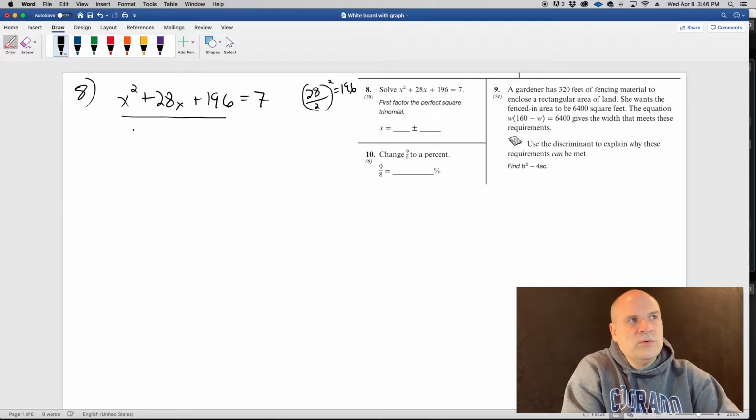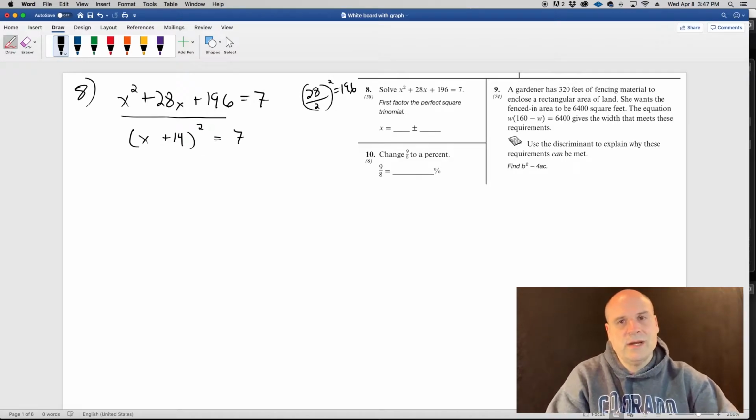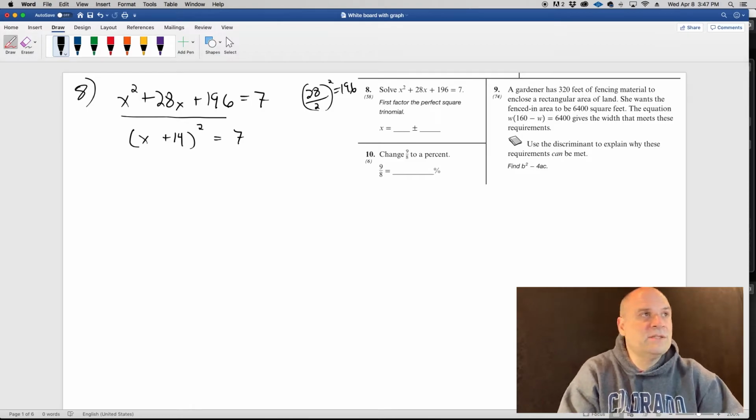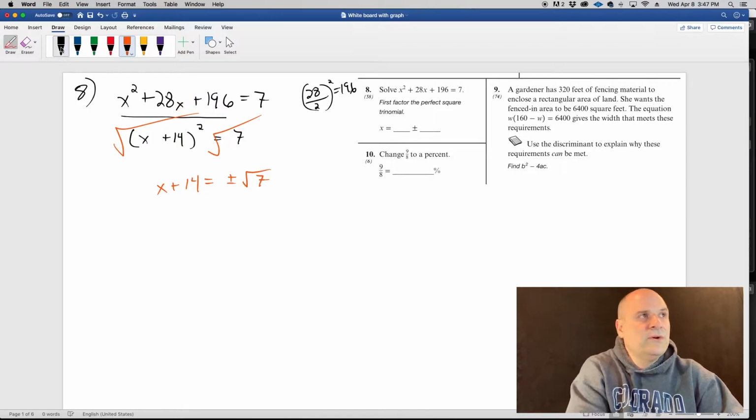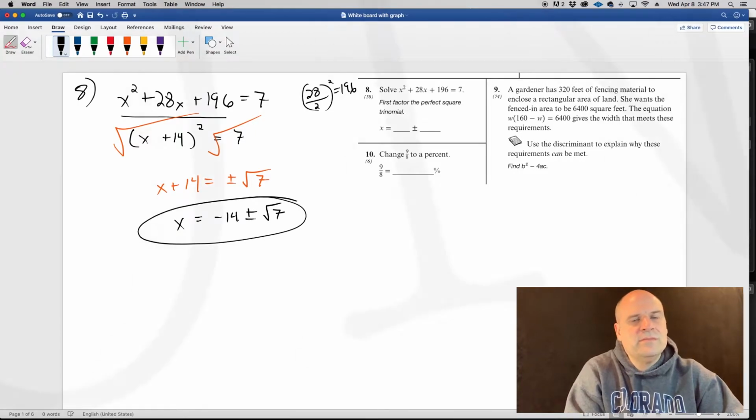So how does that factor? Well, what two numbers multiply to get 196 and add to get 28? Well, we just figured that out. That was 14. So this is going to be x plus 14 times another x plus 14, or in other words, x plus 14 squared. Now we have to solve for x, so square root both sides. So x plus 14 equals positive or negative square root of 7. Get rid of the 14, and so x equals negative 14 plus or minus the square root of 7. Done. That's number 8. Let's look at number 9.